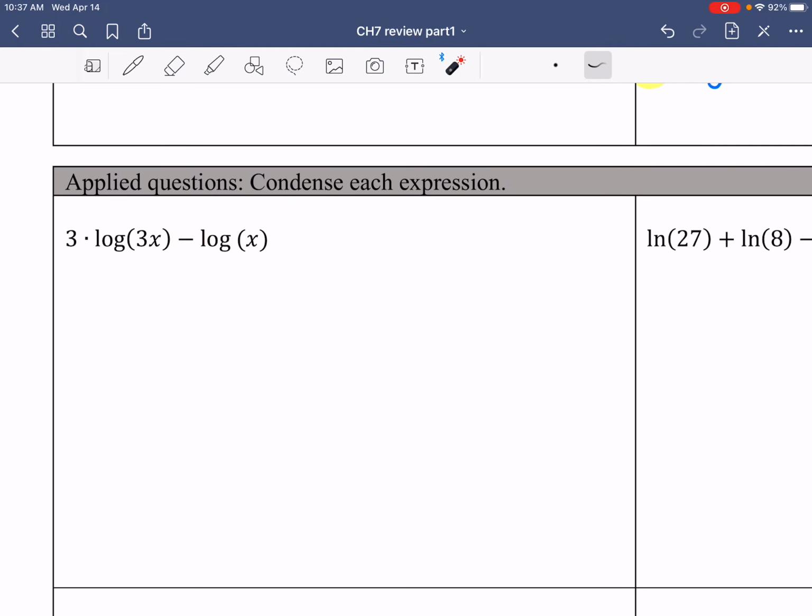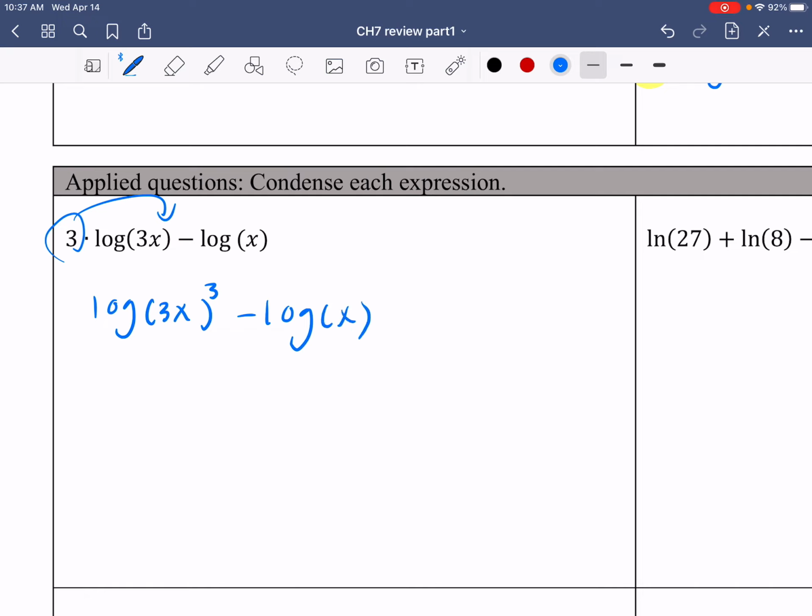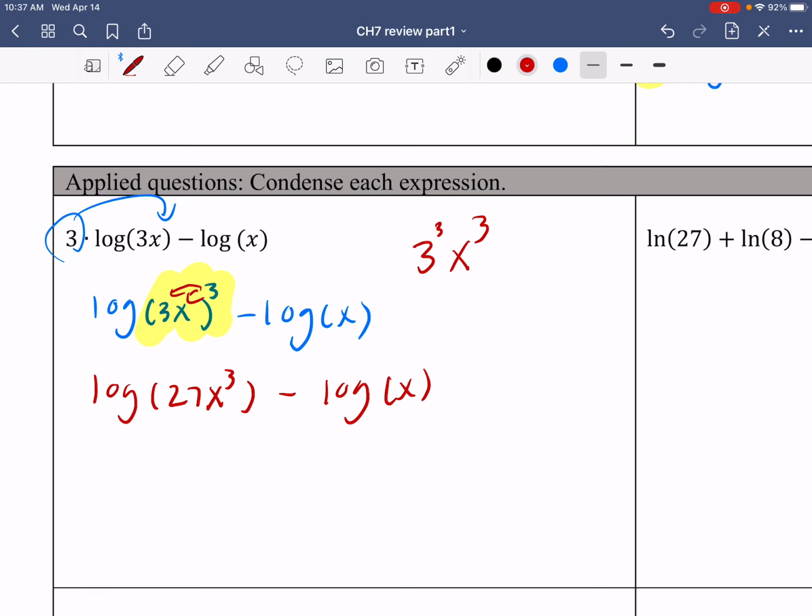It's minus, right? So you know we're going to divide. But before that, we have a 3 here. So what we're going to do is put it here. Log base 3x to the 3rd power minus log base x, right? Since there's no plus or minus, you can just distribute it here. For this one, this is going to be 3 cubed x cubed. And 3 cubed is what? 27x cubed. Because 3 cubed is 27, right?